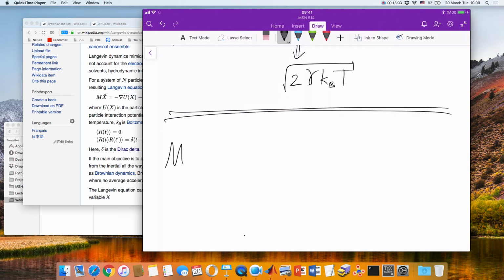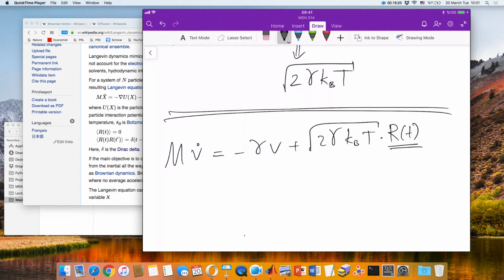So m times v dot is equal to minus gamma v, plus square root of 2 gamma kBT times the random force. But this time, this random force is a Gaussian with sigma equal to 1, because we account for the size of the kicks over here. So far, did it make sense to you?